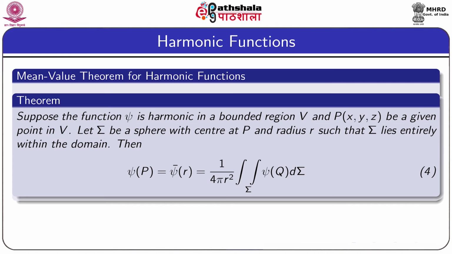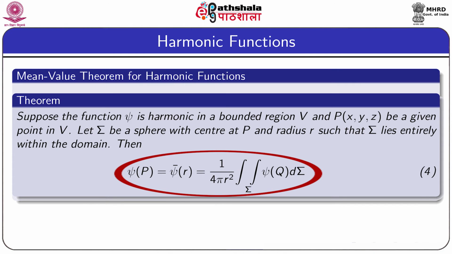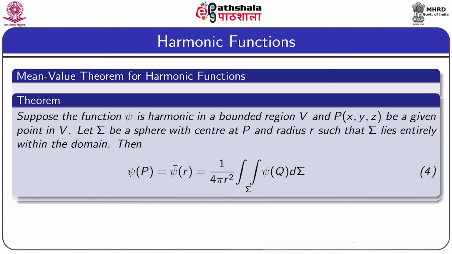domain, then psi at the point P is equal to psi bar r, which is the spherical mean of the function psi over the surface sigma, where sigma is a sphere of smaller radius and with center at the point P.